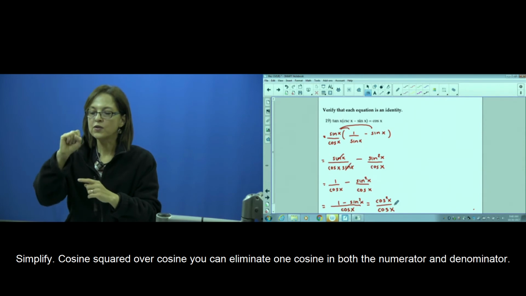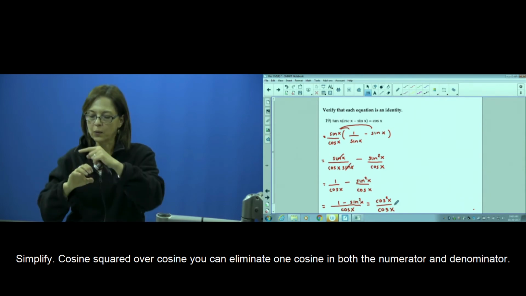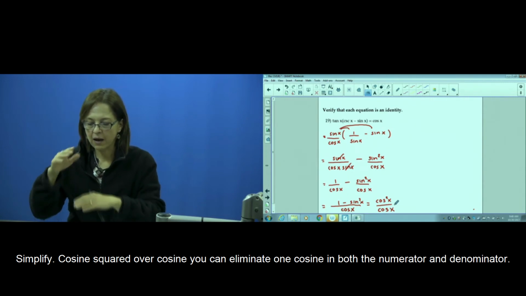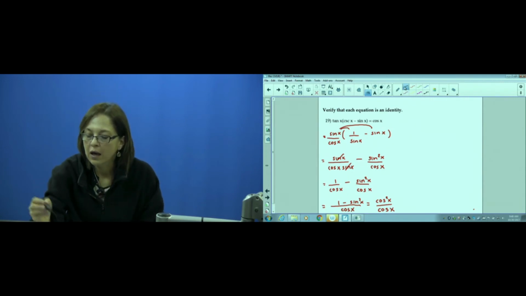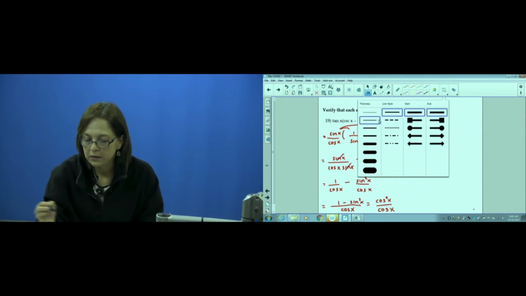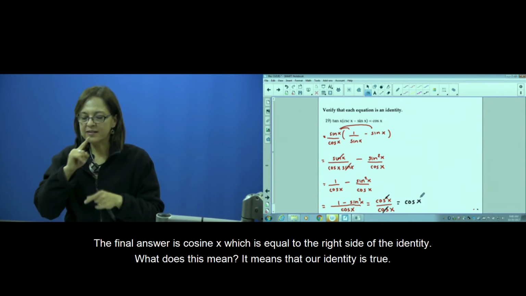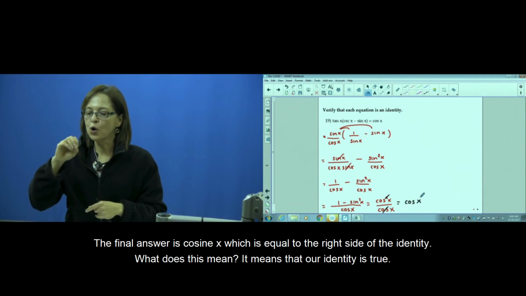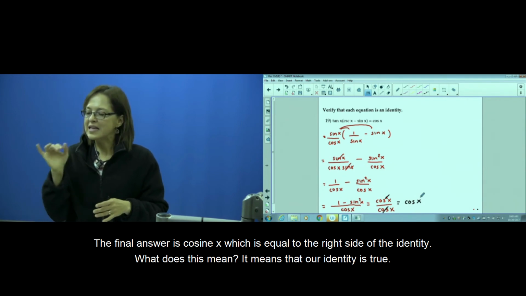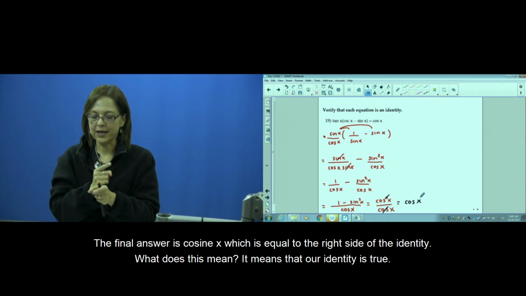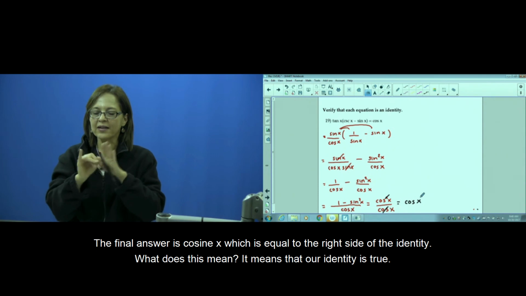Simplify, cosine squared with cosine, eliminate one cosine on each. And the final answer is cosine of x, equal to the right side of the identity, right? Means what? Our identity is true.